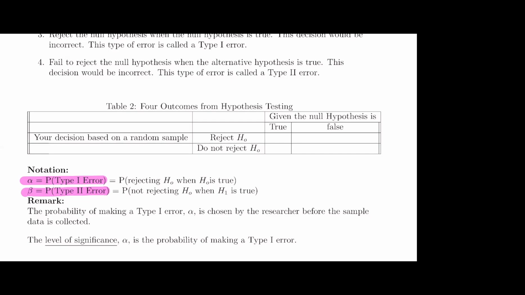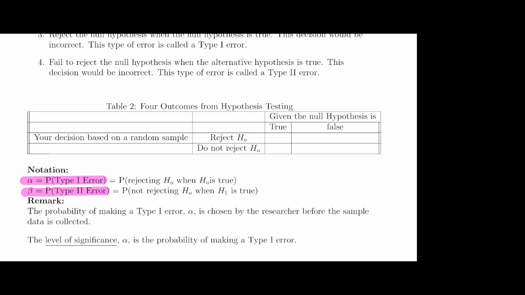Everybody good so far with type 1 and type 2 error? No, alpha and beta are two different types of error. When we say we made a type 1 error or type 2 error, it just means we came up with the wrong conclusion, but there are different types of error that we can make.